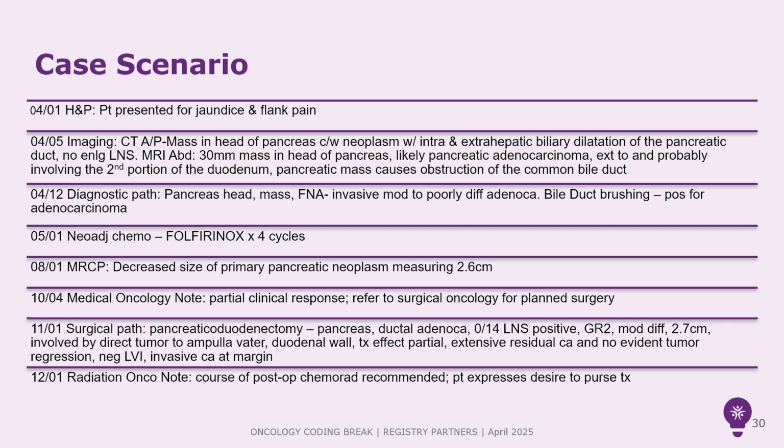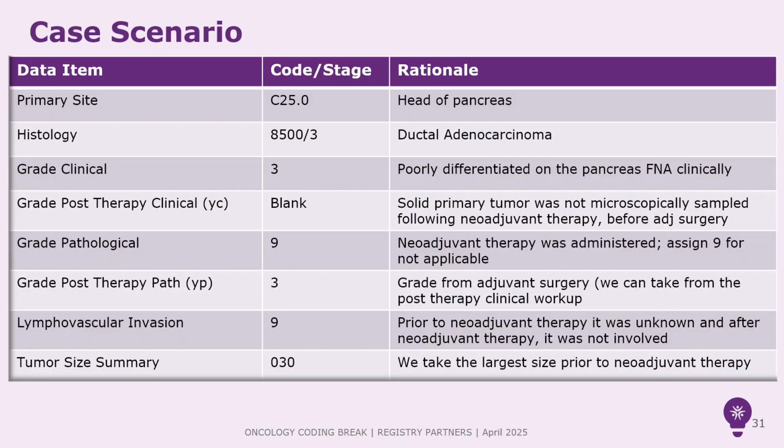On 12.1, a radiation oncology note stated there was a course of postoperative chemo radiation recommended, and the patient does express desire to pursue that treatment. First, we have the primary site as the head of the pancreas, C25.0. Then we have the histology as 8500/3 for ductal adenocarcinoma.